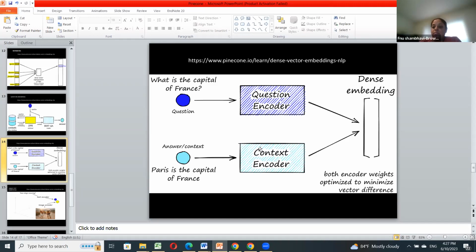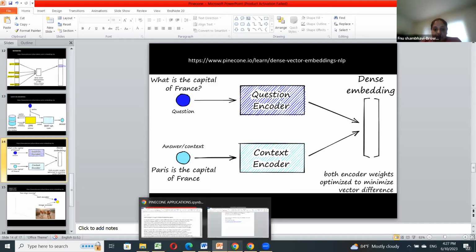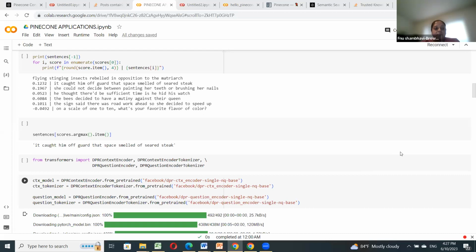So this is the benefit of training both the question encoding and context encoding in the same vector space. Apart from that, it's then fed into minimizing the differences. Then we can see that also in the code form.